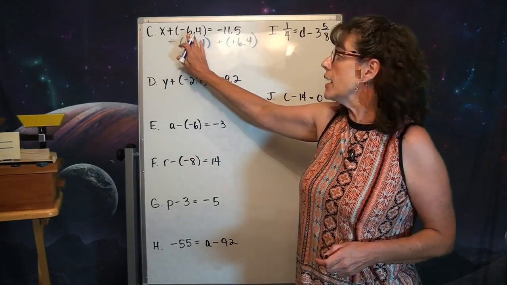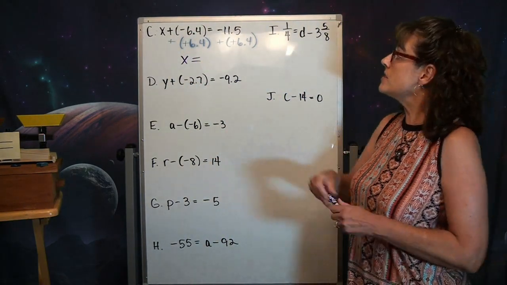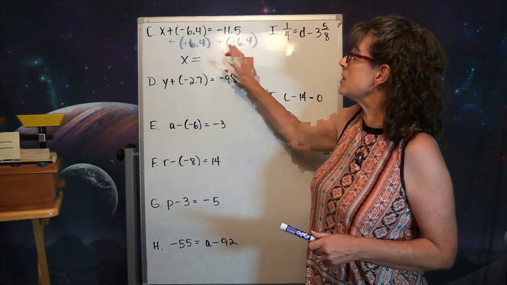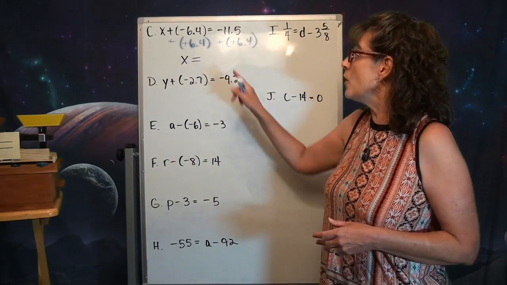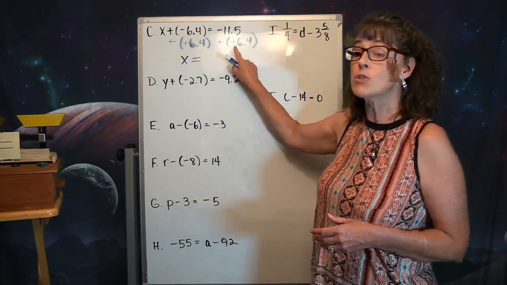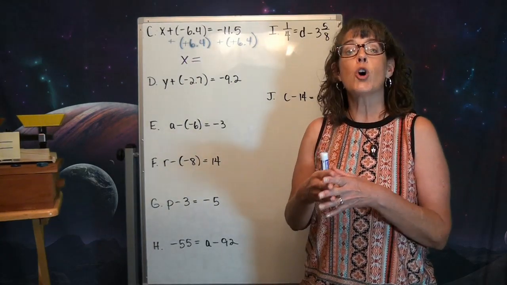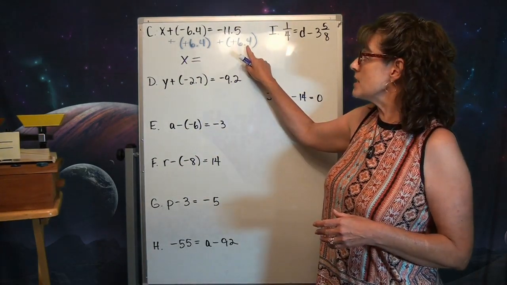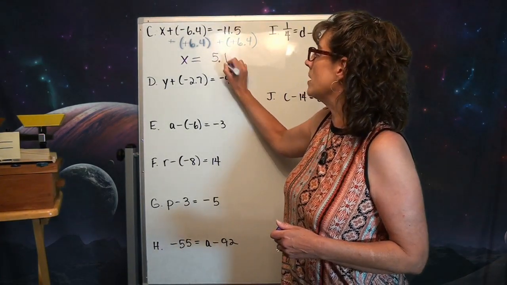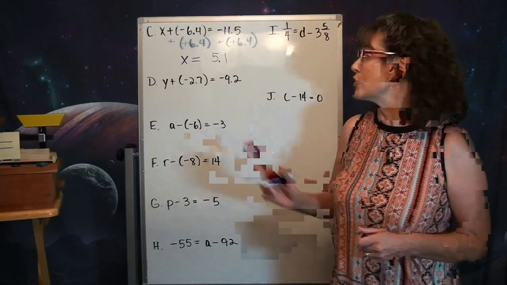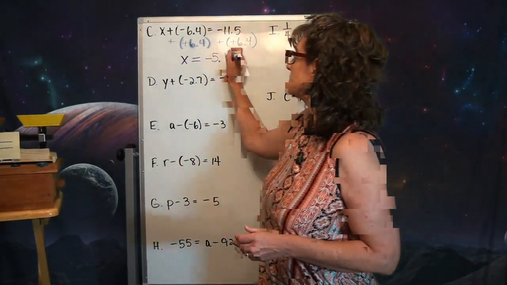And these will cancel out over here. That will give me that x all by itself like I wanted to have. And on this side I have a negative 11.5 plus a positive 6.4. Here we are again in those signed numbers. But you know that when you're adding signed numbers and the signs are different, that means take the smaller digit from the larger digit. So I'm going to take that 6.4 from the 11.5, giving me a 5.1, and I'm going to take the sign of the larger digit. So that means I'm going to get a negative 5.1 for my answer.